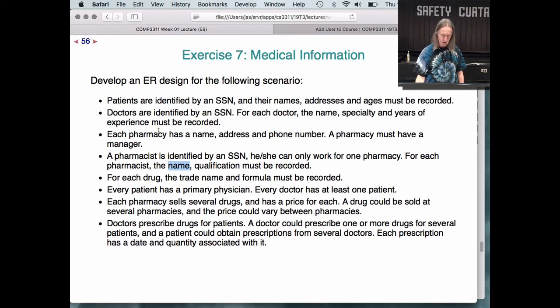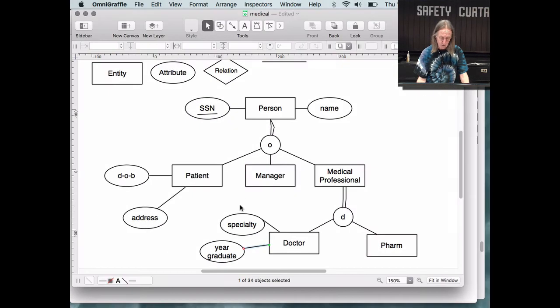A pharmacist can only work for one pharmacy. Clearly, that's going to be involved with a relationship. There's a relationship involved there, and we get some clue, can only work for one pharmacy. So we may have a pharmacist who's not working for any pharmacies, but they can work for at most one pharmacy. For each pharmacist's name, we've already handled that, and qualification, so there's only one extra attribute to be put in here.